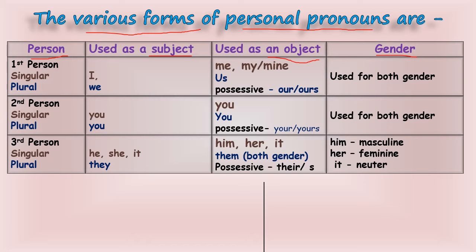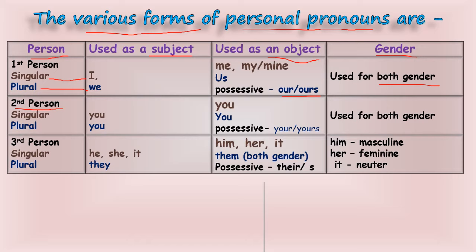Now, in first person pronoun, see, I and we are used as first person pronouns as a subject. I is singular and we is plural. This much is clear. Me, my, mine and us are used as object, and their possessive forms are ours. Okay, and I, we, me, my, mine, us are used for both the genders. This much is clear.